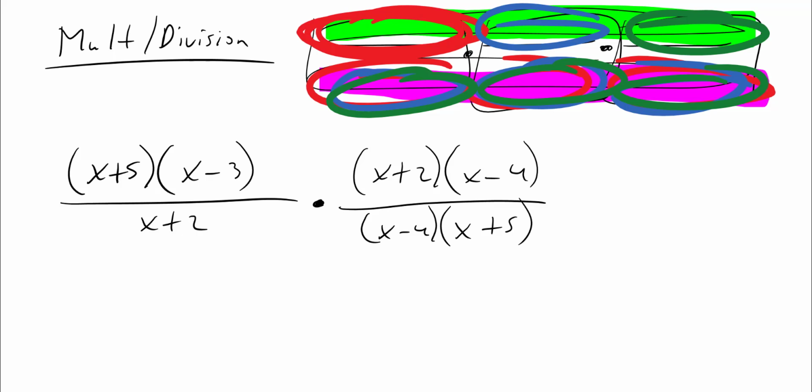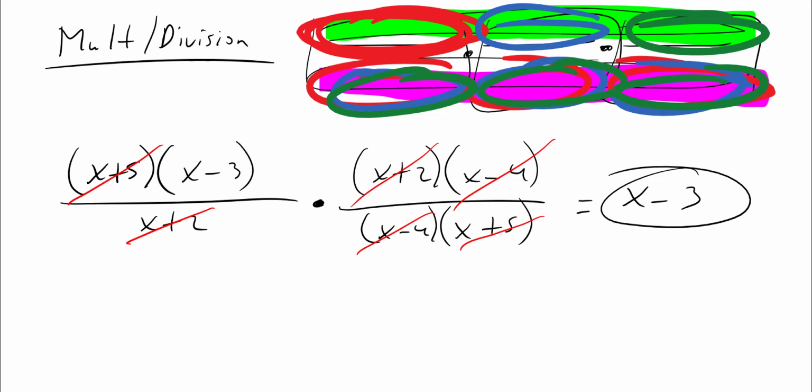If I cancel things out, do you agree the x plus 5s are here? And then I have an x plus 2, those cancel out. And then I have an x minus 4. So what's left over? Just an x minus 3. And so that actually is my answer. It's x minus 3 over 1, which is just x minus 3. It's really pretty easy to do that.